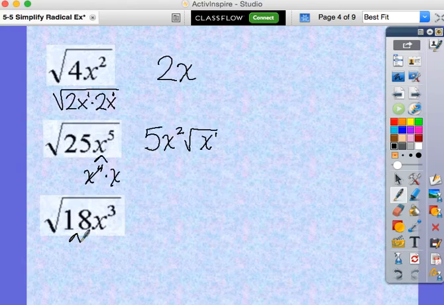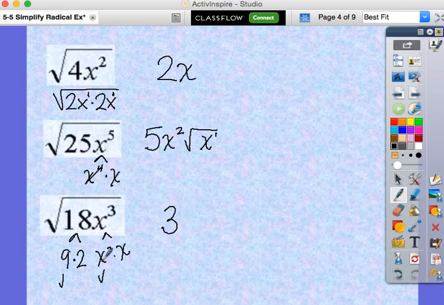18 can break down into what? 9 times 2. Remember, you have to pick a perfect square. 9 is a perfect square, so 9 times 2 is 18. X cubed can break down into x squared times x. Okay, I would write it all like that. And then you say, okay, the 9 is a perfect square, and the x squared, those are perfect squares. Those are the two that will come out of the radical. So 9 comes out as a 3. X squared comes out as x. And then what's left inside? 2x. Very good.